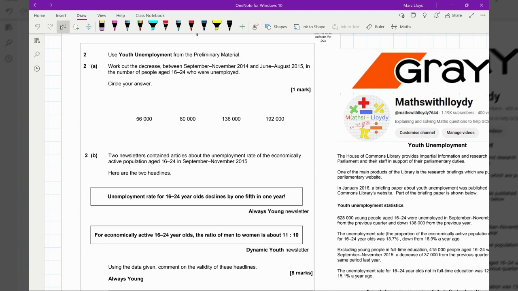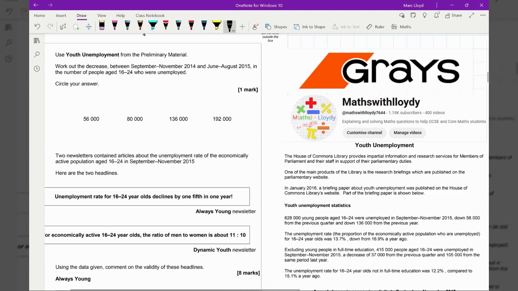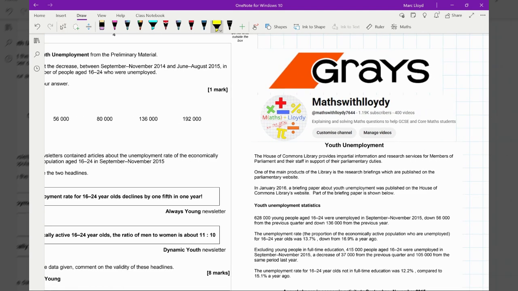So work out the decrease between September to November 2014 and June to August 2015 in the number of people aged 16 to 24 who were unemployed. It's 1 mark. I've just got to find where it is in the material. So I go to my highlighter, September, November. Here we are. Unemployed, September to November. That's not what I want. Down 56 from the previous quarter. Right, okay, here.